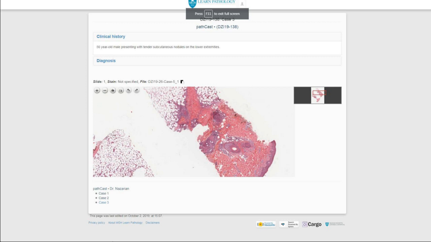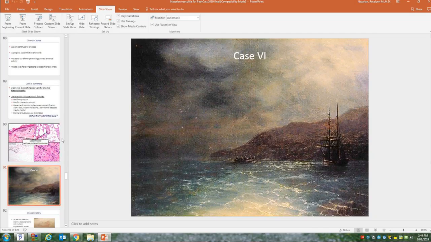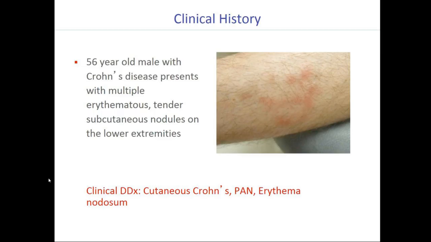And now I'd like to discuss some other cases of medium-sized vessel vasculitis with you here. Our next patient is a 56-year-old male with Crohn's disease who presented with multiple erythematous tender subcutaneous nodules on the lower extremities. This is in fact the correlate to the histopathology I just reviewed with you.